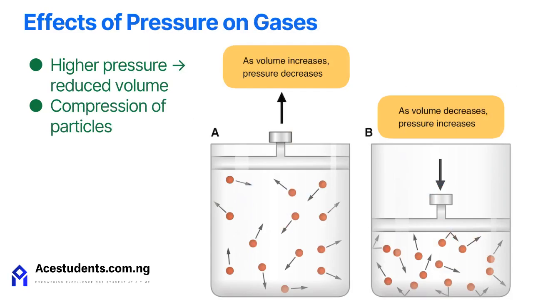Increasing the pressure on a gas pushes the particles closer together. This reduces the volume of the gas. Exam tip: remember the relationship. Pressure is inversely proportional to volume if temperature is constant.